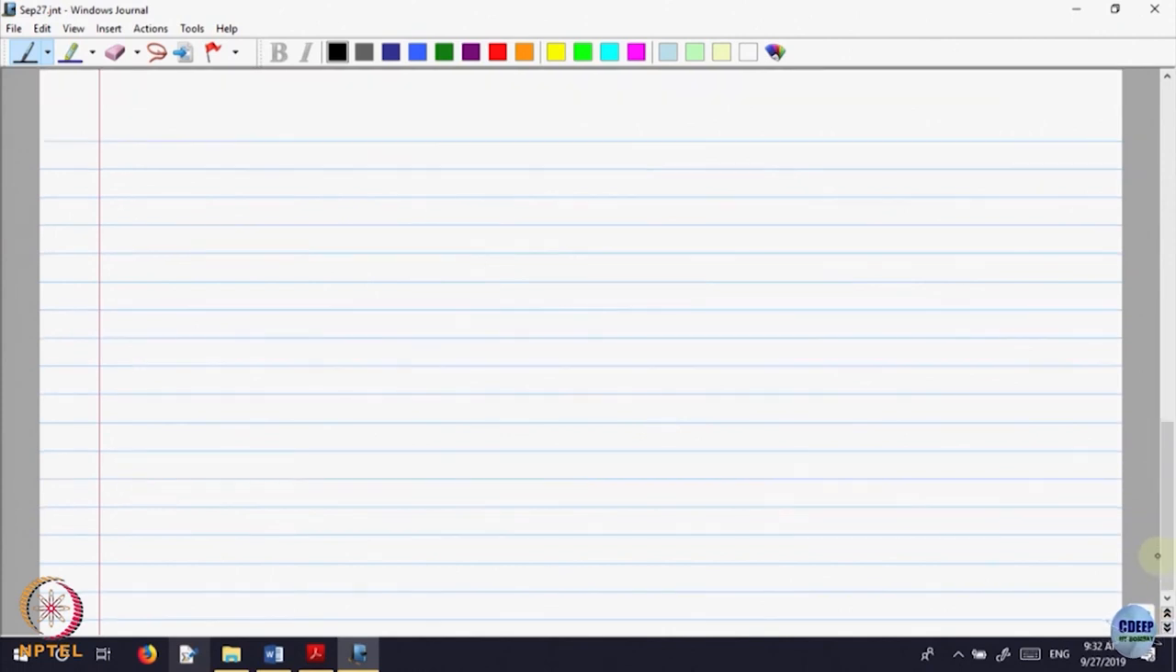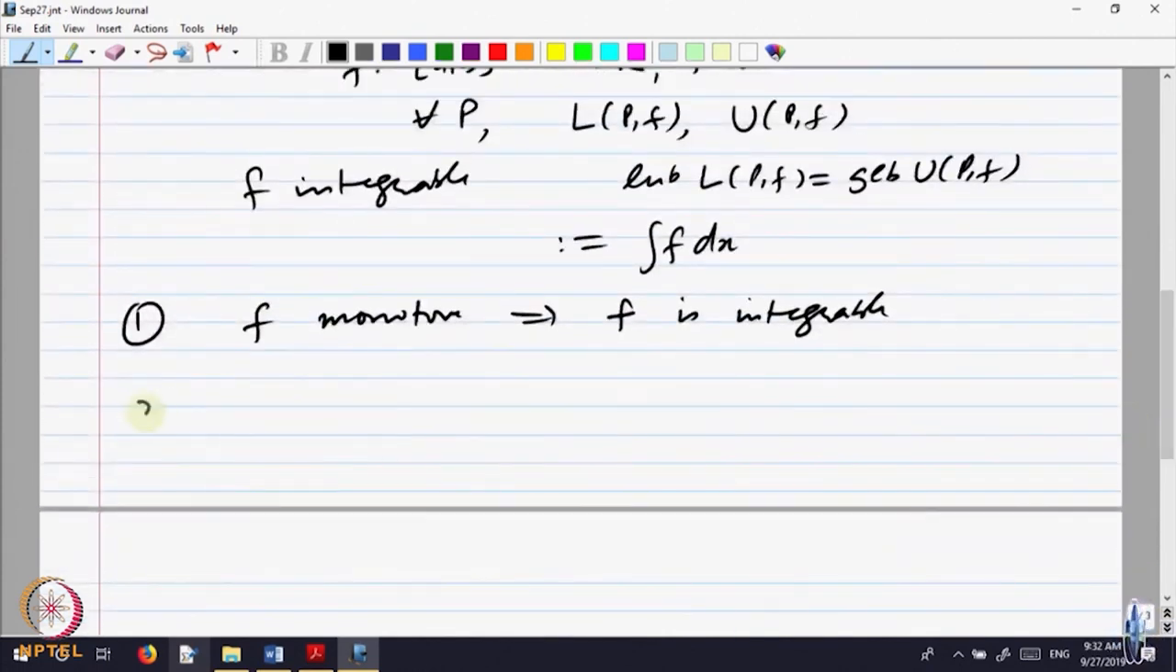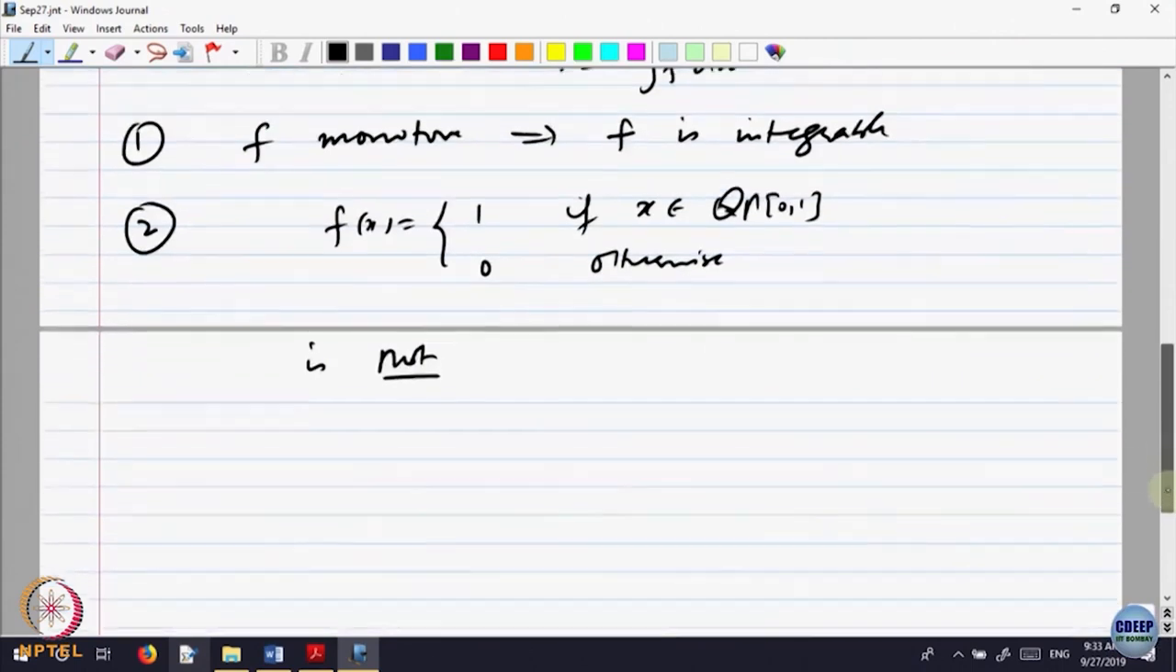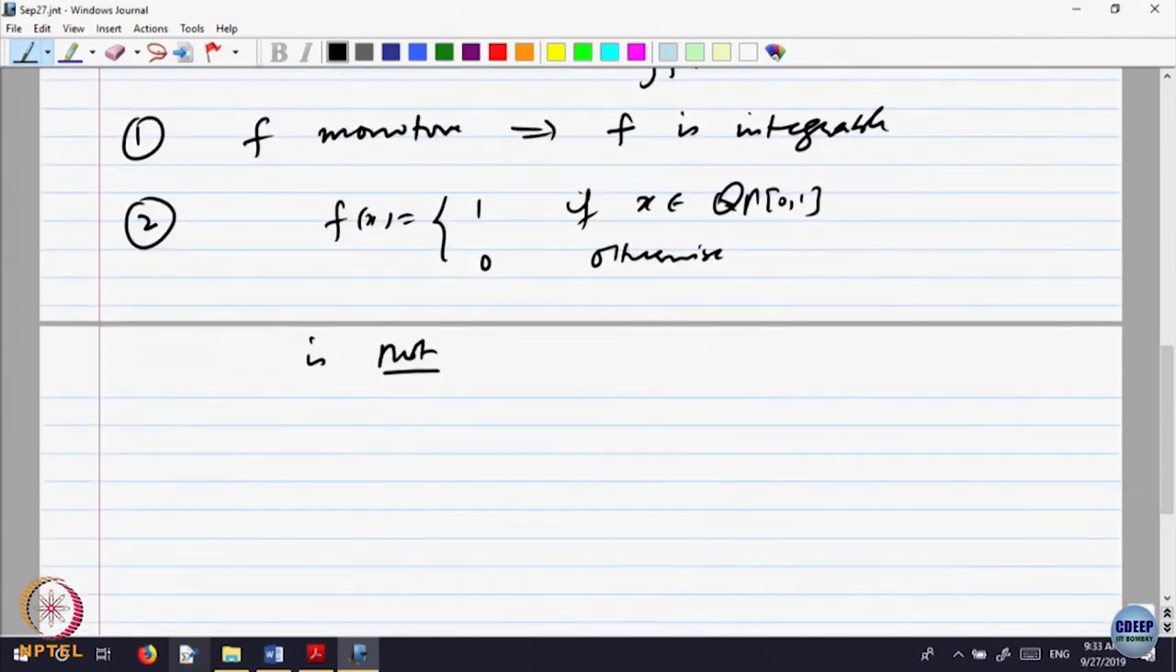Then we gave some more examples, namely the function f of x equal to 1 if x belongs to the rationals, say in [0, 1], and 0 otherwise, is not integrable, because the upper sum is always 1 and the lower sum is always 0.